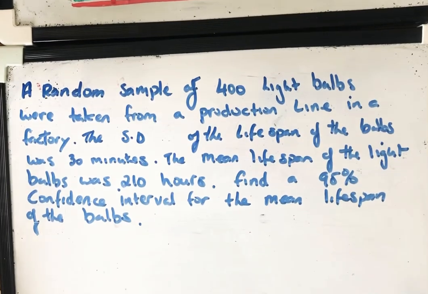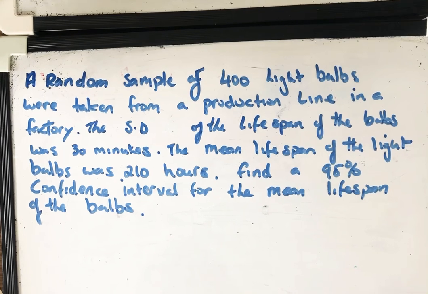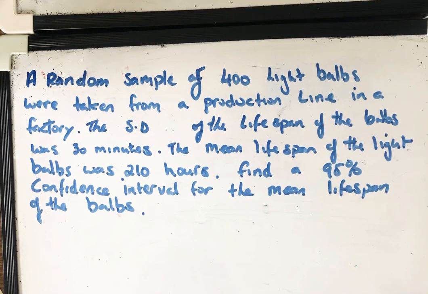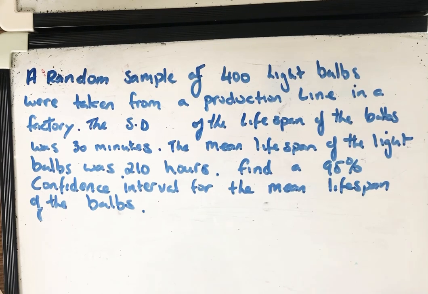A random sample of 400 light bulbs were taken from a production line in a factory. The standard deviation of the lifespan of the bulbs was 30 minutes. The mean lifespan of the light bulbs was 210 hours. Find the 95% confidence interval for the mean lifespan of the bulbs.